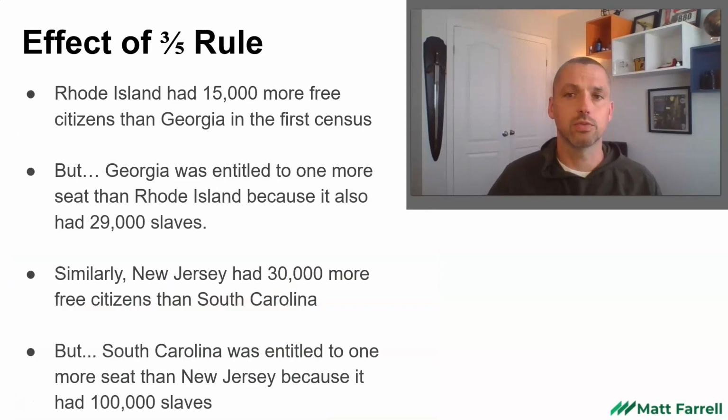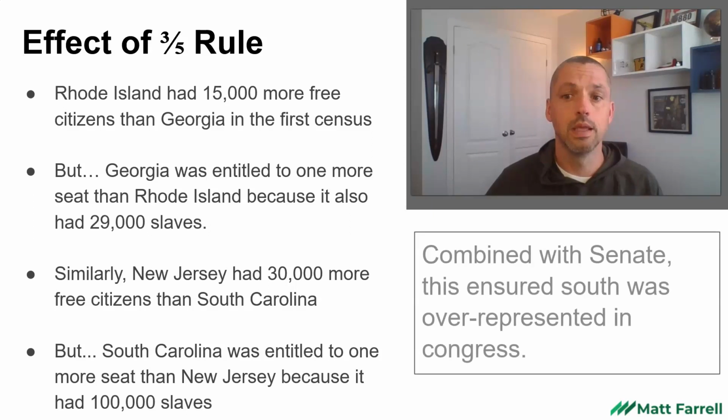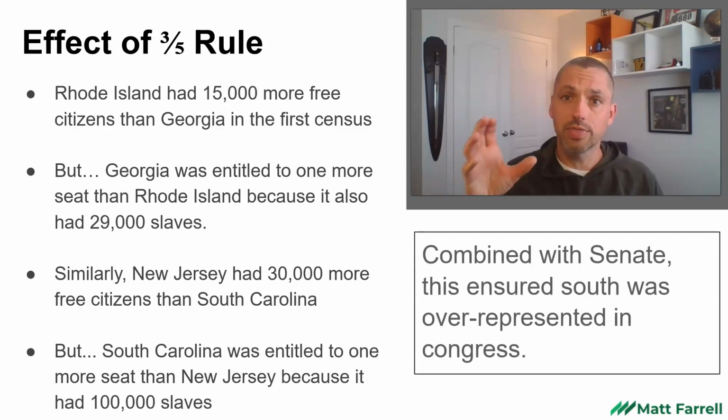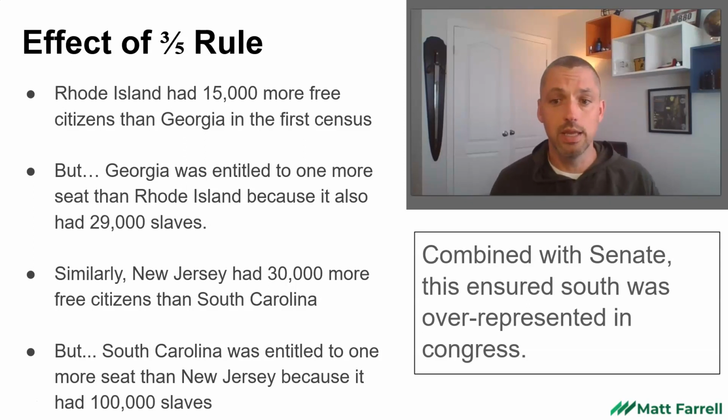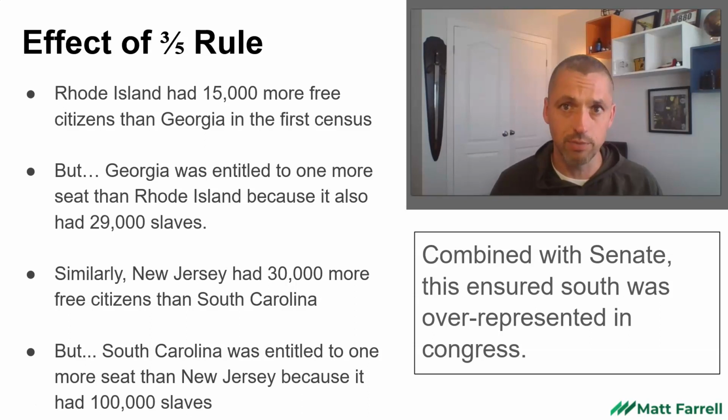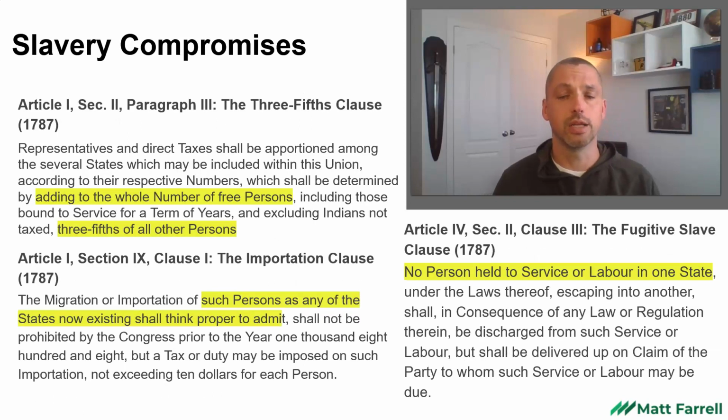Now, what sort of effect would that have? Well, Rhode Island, for example, who eventually did sign the Constitution, they ratified it, had 15,000 more free citizens than Georgia, but Georgia got 1 more seat because it had 30,000 slaves. New Jersey, 30,000 more free people than South Carolina, but South Carolina gets more seats because of its slave population. When you consider this, combining it with the Senate, where the states were all represented equally, this ensured that the South, slave states, were overrepresented in Congress. They would have disproportionate influence within the federal system and within the legislative branch.